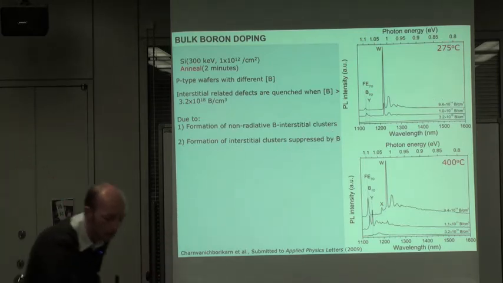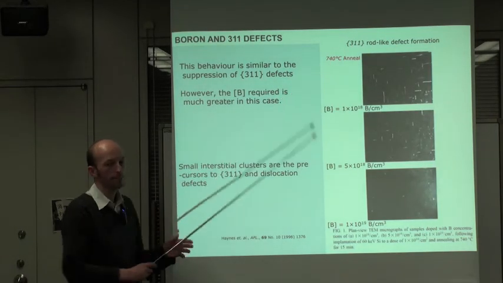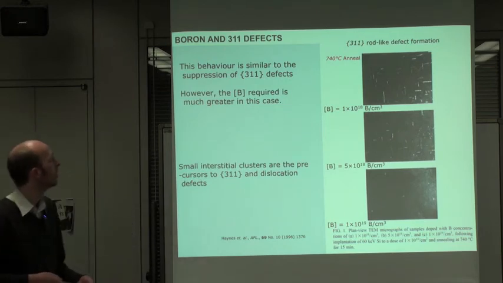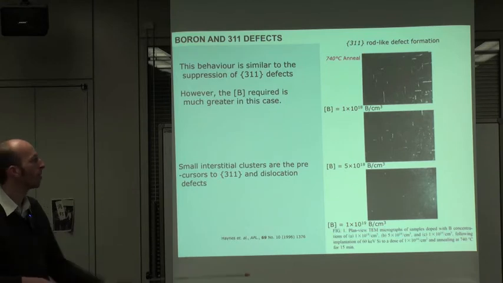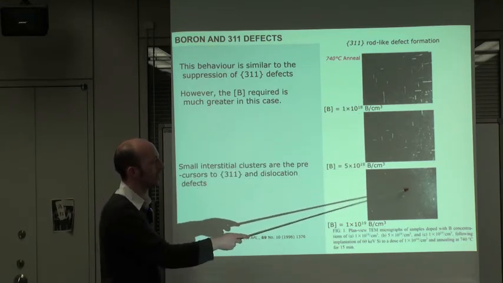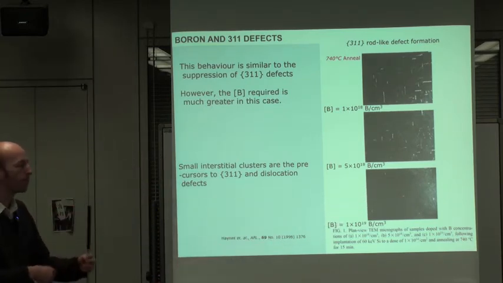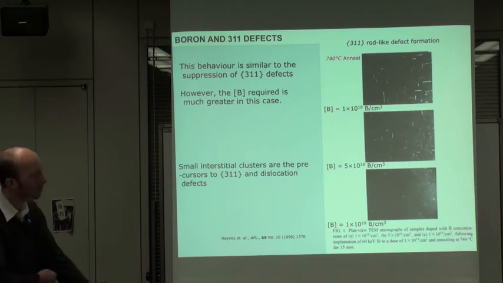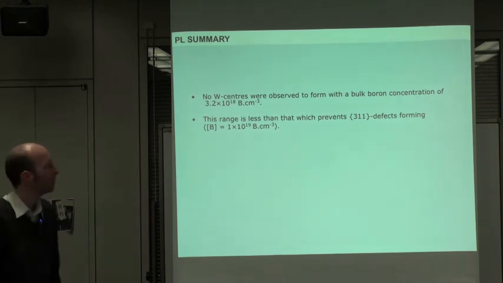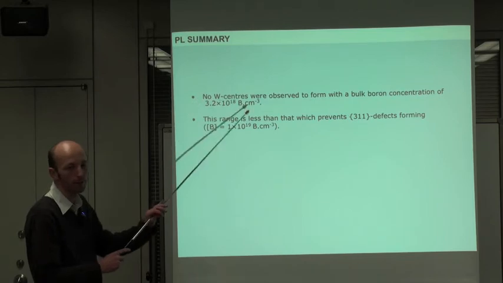clustering. So actually, in a higher temperature regime, there's a similar effect for the formation of 311 defects. So if you have a high boron concentration, you can see the dislocations start to disappear. So we think there's a similar mechanism operative here. Yeah, so there was no W lines observed for this threshold type concentration.